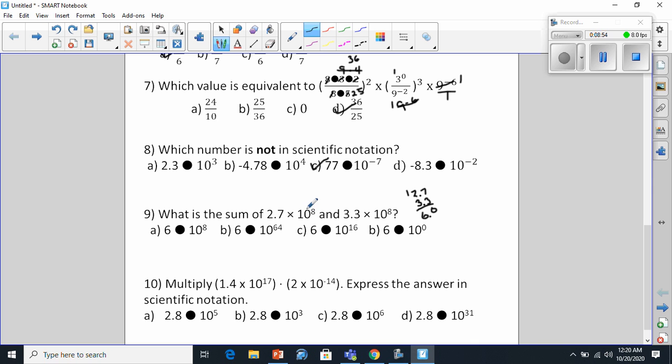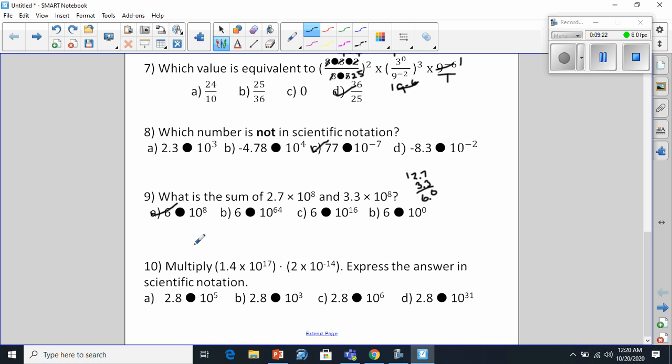But what's the next number? Remember, these are both 10 to the 8th, so that's going to stay 10 to the 8th, right? Because this is going to move over 8 times, this is going to move over 8 times, and then when we add them together, it's just going to be 10 to the 8th still, but this time it'll be 6, right? So, pretty sure that's correct. Yeah, 6 times 10 to the 8th. So A would be it.